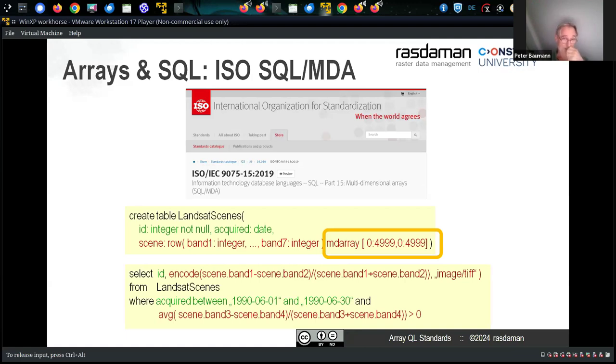So the green one is the standard stuff, and the red one, the scene, would be the picture. Forget about the row constructor that is already in SQL, although it's not so well known. Important is the MD array keyword for multi-dimensional array, and in brackets, we denote the extent, if we have a fixed extent. Okay. And with that knowledge now, the database system can operate on such arrays and can answer queries. So we can do some band ratio again in the select part, and we can do aggregation and whatever in the where part. And so suddenly arrays are seamlessly integrated into standard tabular world.